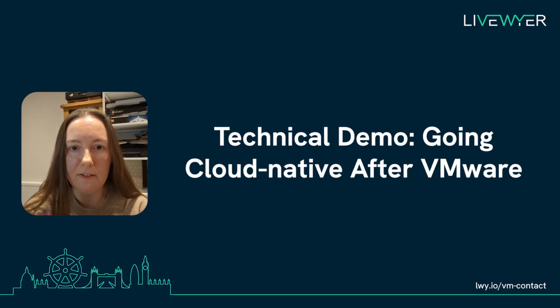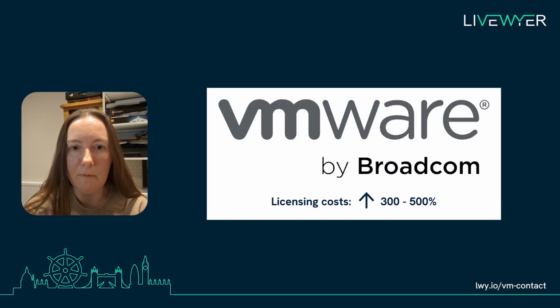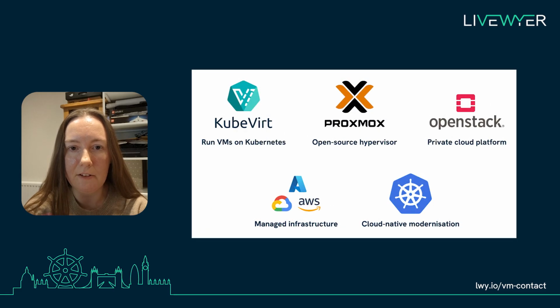Following Broadcom's buyout of VMware, many organizations have been evaluating their virtualization strategy. The options fall into several categories. The first is running VMs on Kubernetes with solutions like KubeVirt. The second is migrating to open source hypervisors like Proxmox. The third is moving to private cloud platforms such as OpenStack. Or the fourth, which is shifting to managed infrastructure with cloud providers.